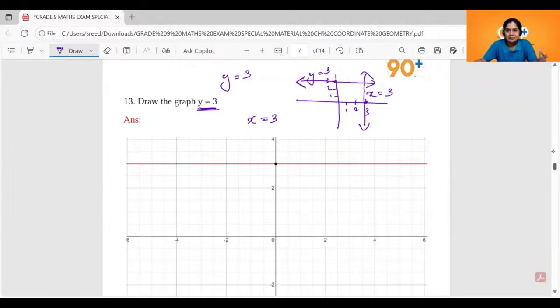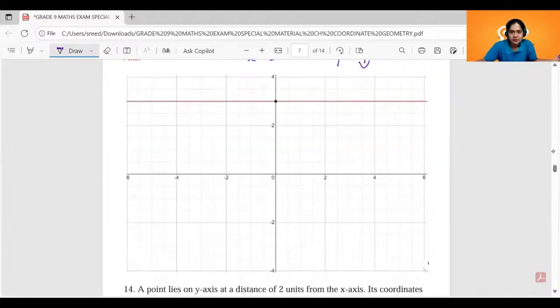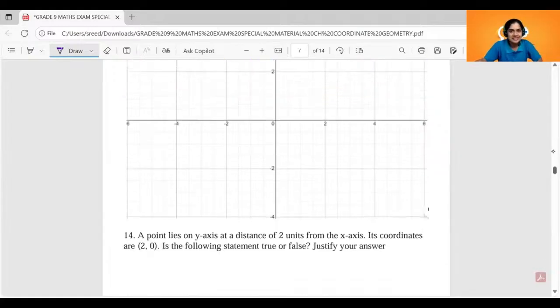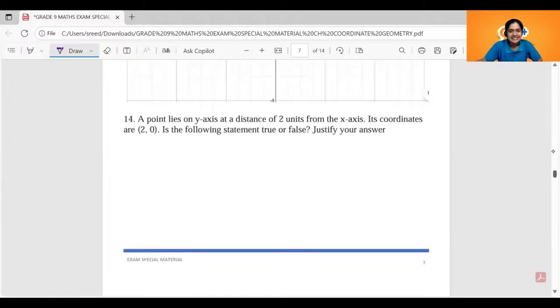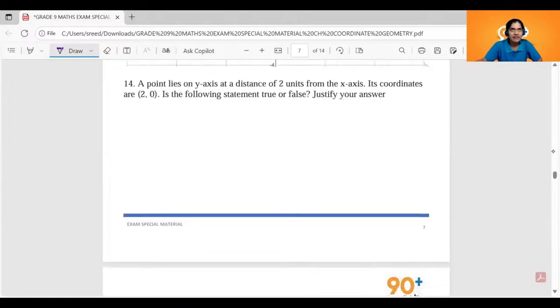Now the explanation is completely clear. So this is our required graph. This is what we need. Just write the name also, y is equal to 3. This is the name of the line. All right. Moving to the next question, which is the 14th question. I think we have like 19 questions over here. All right, so 14th question.